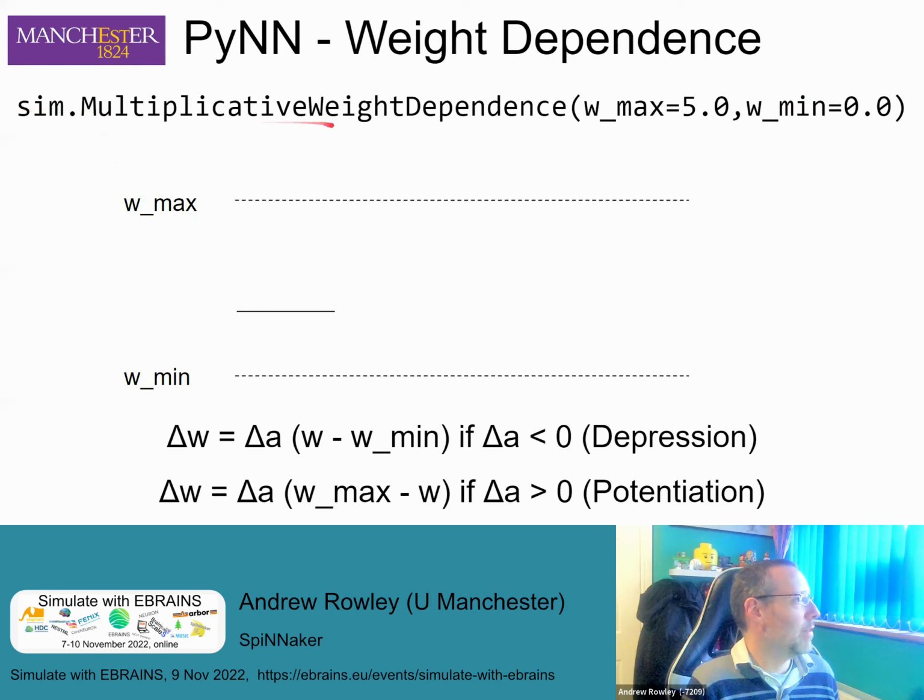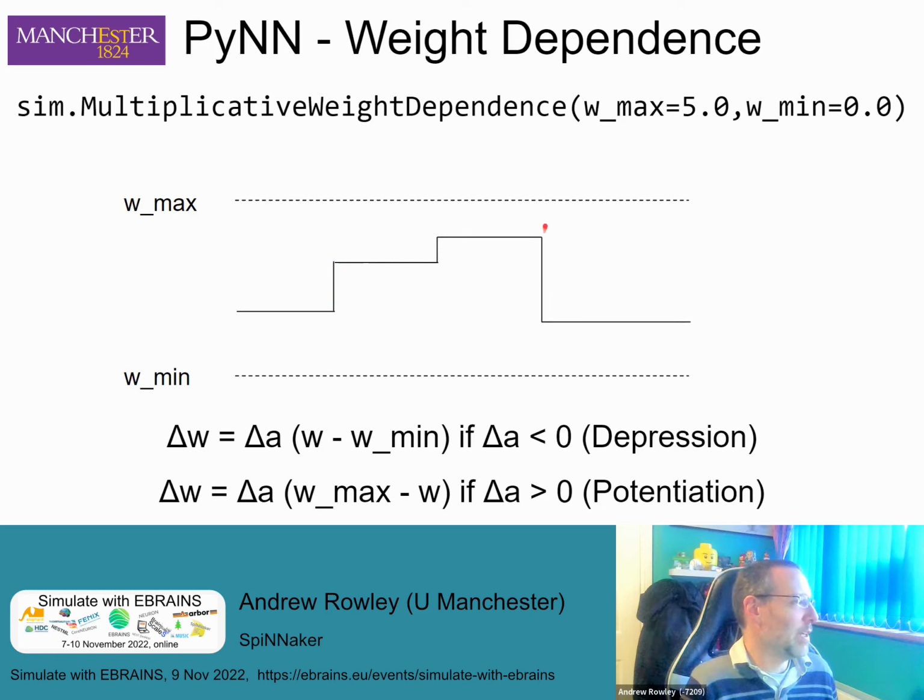We also then have a multiplicative weight dependence. This is a little bit more complicated because it changes depending on if you've got a negative or a positive delta A. And what it does is takes account of where the weight is currently with respect to the W max or W min. So the closer you are, the same delta A will make a smaller and smaller change as you approach it.